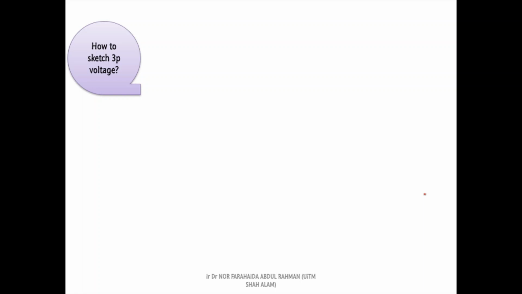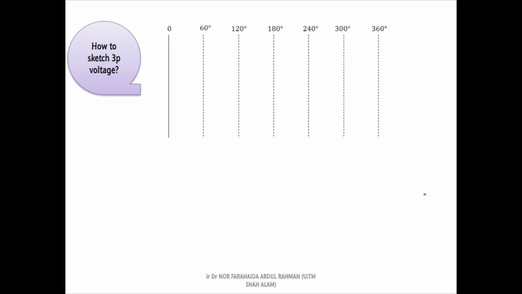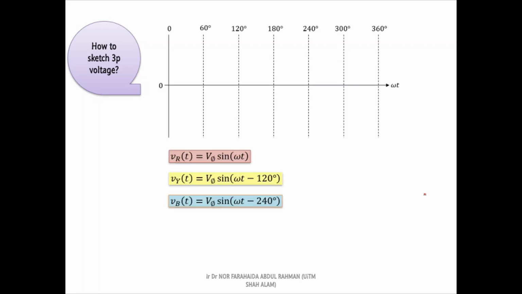Usually, I will sketch 6 columns of 60 degrees in width. Next, I will use the voltage equations to sketch the waveforms. From the equations, you can know the wave shape of the waveforms, the peak amplitude value, the frequency value, and also the starting time of each waveform. Now, let's sketch the waveforms together.